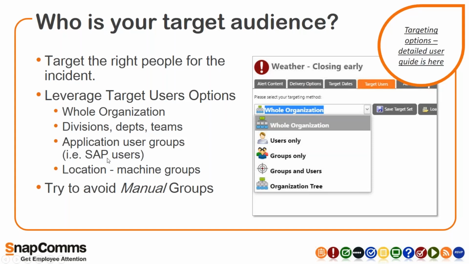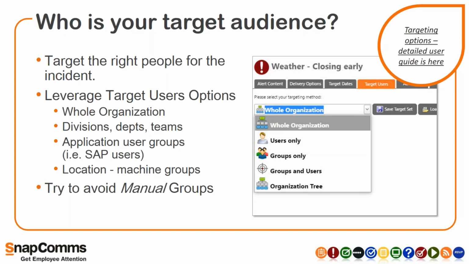Maybe it's SAP that is having an issue, and why don't we just send to SAP users, not to anyone else? If they don't have a login to SAP, let's not let them know about this. So that exists. Location groups is another good one.